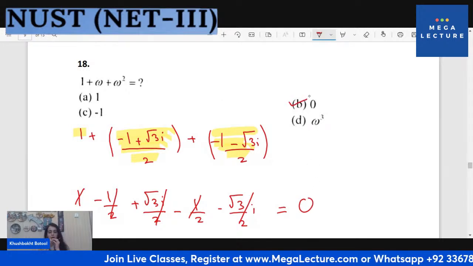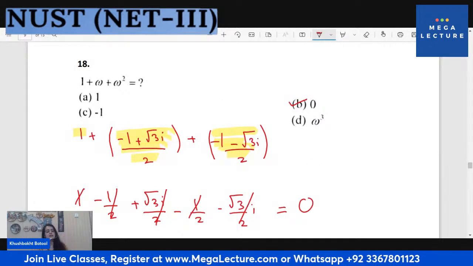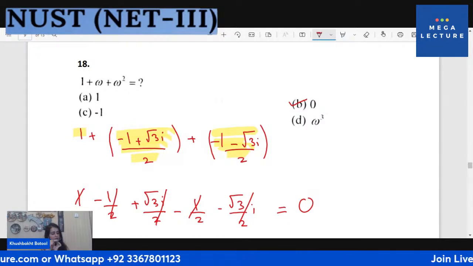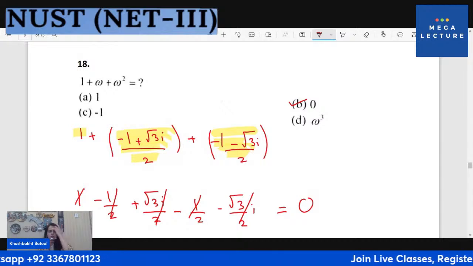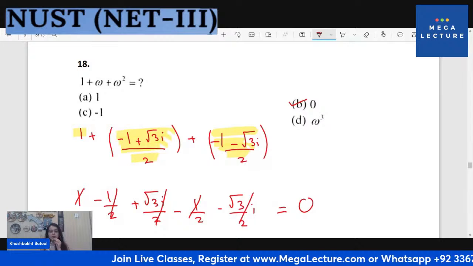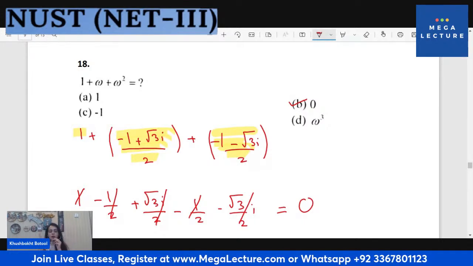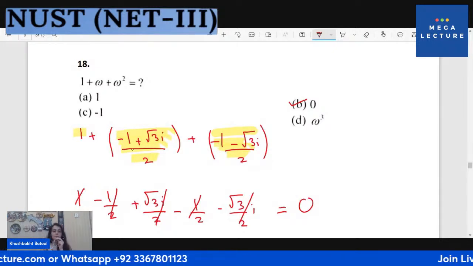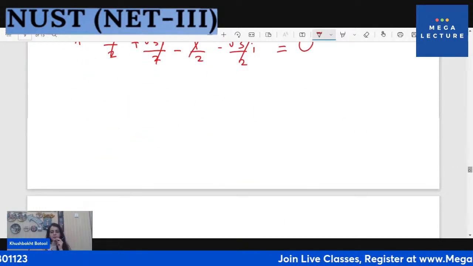Whenever you are asked to find the sum of the three cube roots of unity, you should know it's 0, and whenever the question is about the product, it is 1. But just for the sake of practice, I wanted to do it with you. Always remember omega is minus 1 plus root 3 iota by 2, and omega square is minus 1 minus root 3 iota by 2. All right, let's talk about the next one.